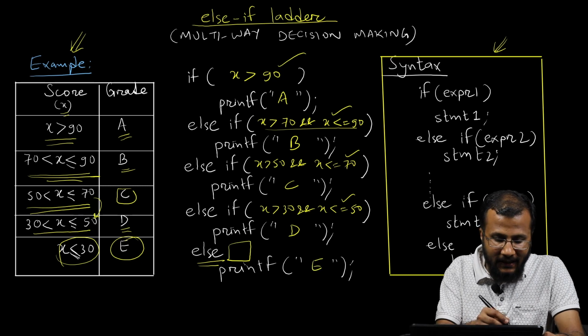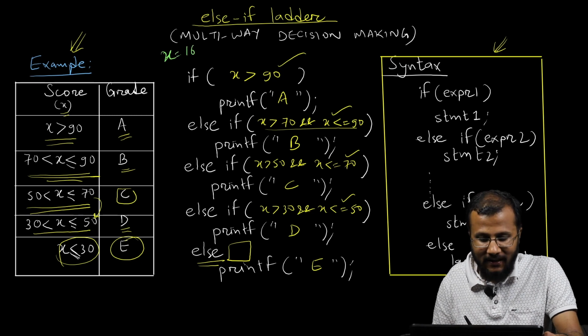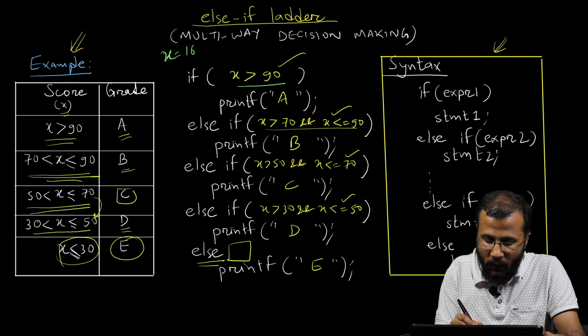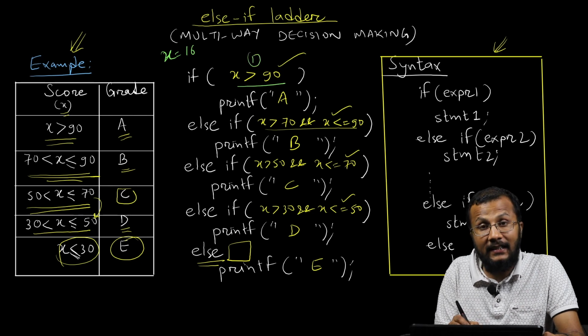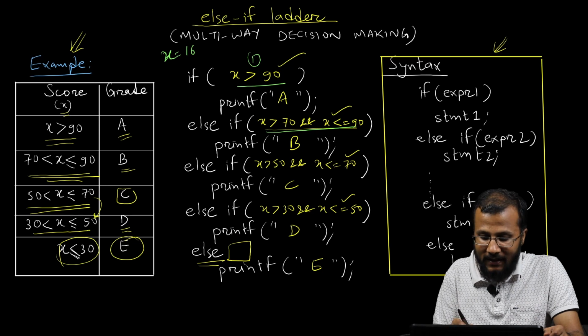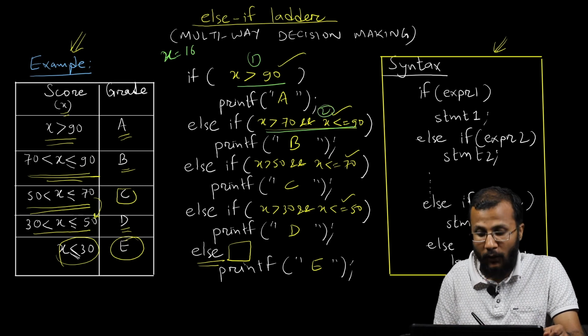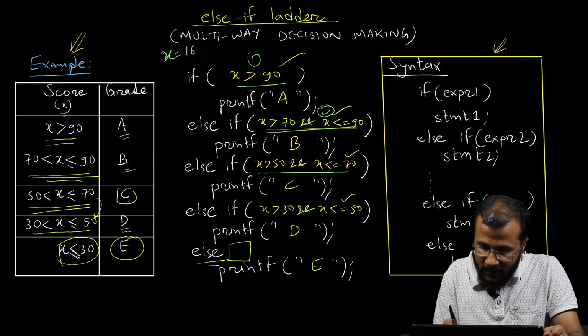Let's say that the score X is 16, if the student has scored 16 marks, first it will check this one. 16 is greater than 90? False. So we'll come to this one. Is 16 between 70 and 90? Again false. So this is the second condition that is being evaluated. This is false. Now we'll go to this one.